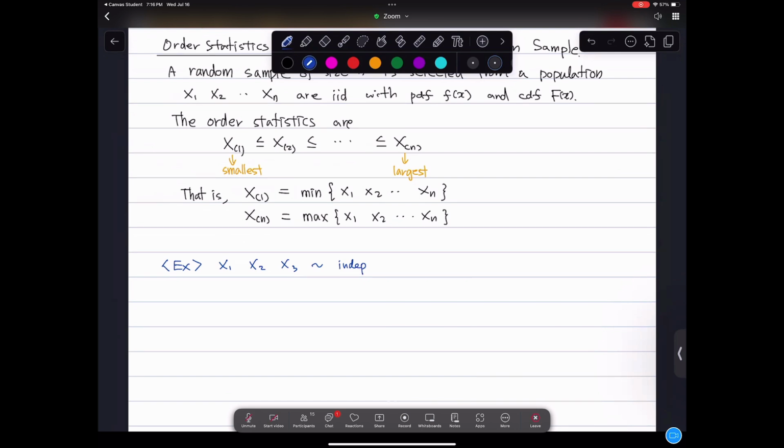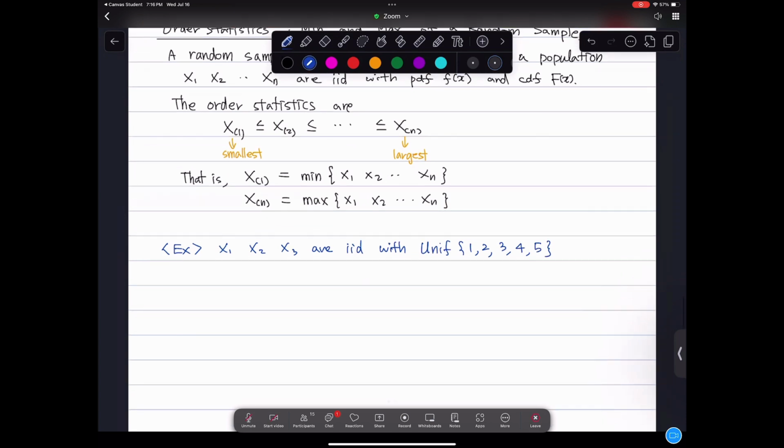And their IID. Let's do IID with uniform on a set of numbers 1, 2, 3, 4, 5. Equally likely. So any number can be a number for each of these random variables.